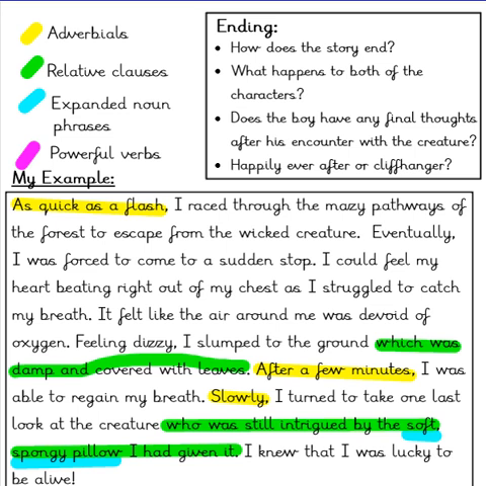Finally, we have powerful verbs. Here, I have included the word raced. Raced is a better synonym or a more powerful verb for ran. Another example is the word slumped. In this sentence, I could have said, feeling dizzy, I fell to the ground. However, slumped is a better synonym for fell.